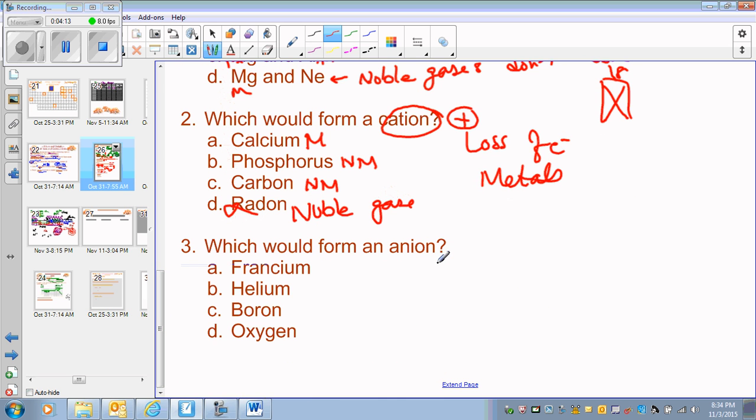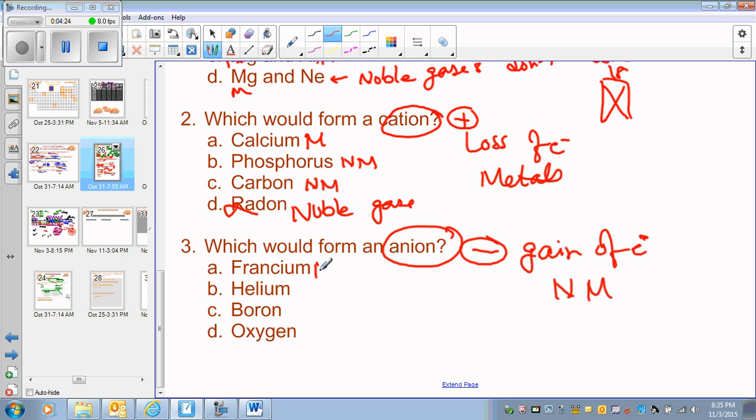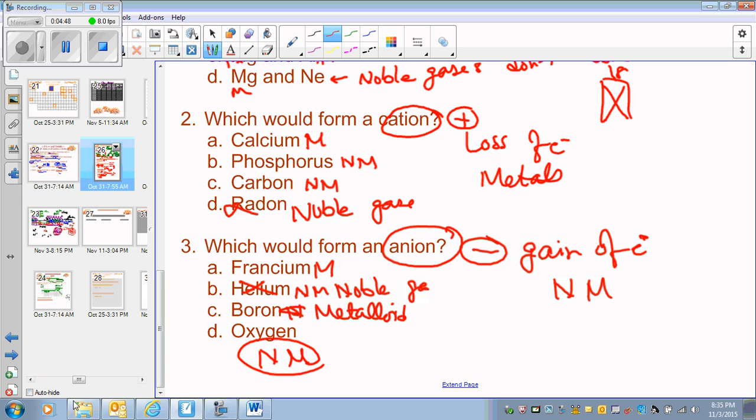Which would form an anion? An anion is a negative ion formed by gain of electrons, and only non-metals do that. Francium is a metal. Helium is a non-metal, but it's a noble gas, so I don't count that. Noble gases I don't count. Boron is a metalloid because it acts both like metals and non-metals. Oxygen is a non-metal here. So these are the properties of ionic compounds.